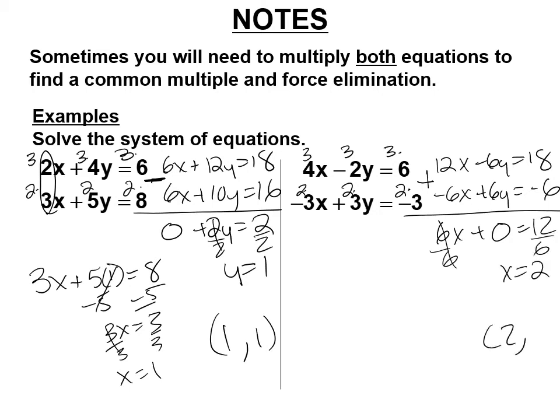So the x-coordinate is 2. I'll put it in the top. 4 times 2 minus 2y equals 6. Subtract 8 from both sides. Negative 2y equals negative 2. Divide both sides by negative 2.